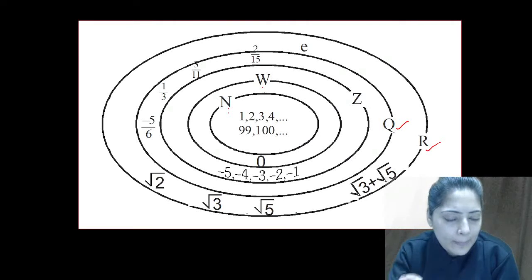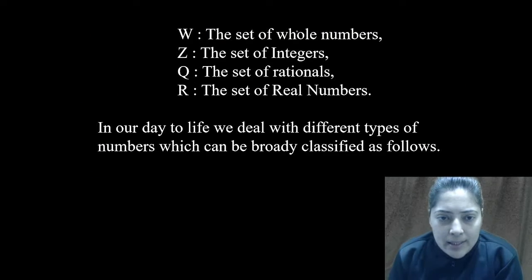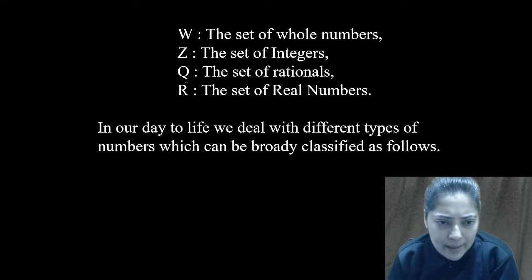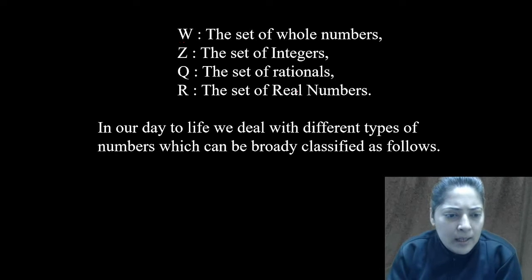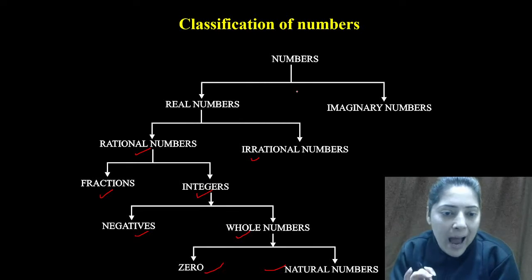Now see, the set of whole numbers. W is the representation for the set of whole numbers. Z is the set of integers. As I said, Q is the set of rationals. R is the set of real numbers. Guys, this one chart is very apt to tell you.